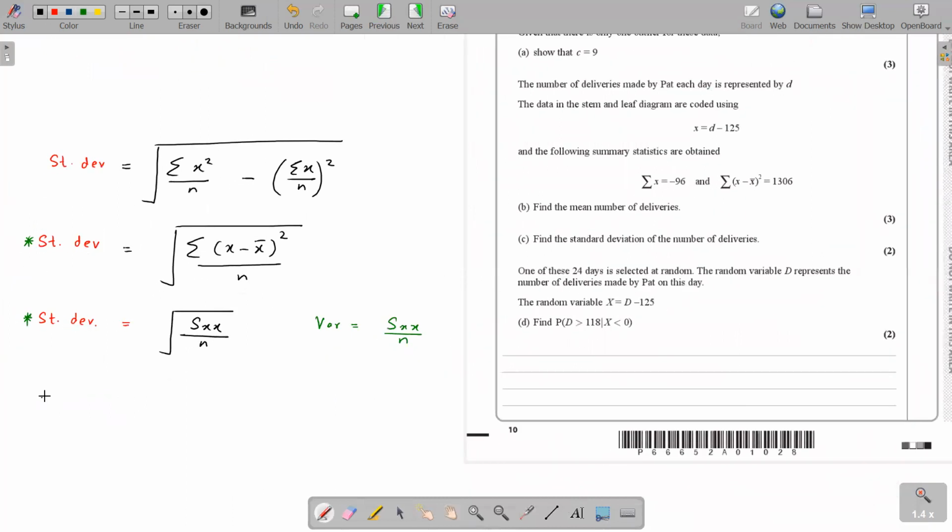Part C. So the standard deviation will be root of sigma (x minus x bar) square, which is 1306, so the square itself is given, divided by n, which is 24. Circle it and root of it. How much is the standard deviation? Can I know the answer? 4 point.